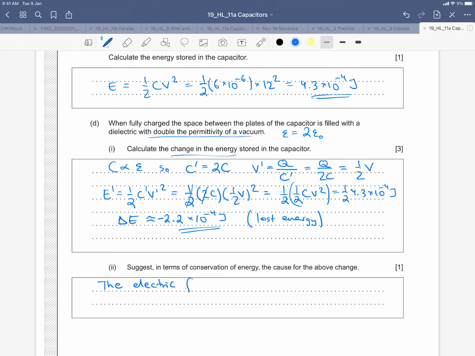The electric field in the capacitor does work on the dielectric as it gets pulled in slightly. And therefore the field loses energy. So the electric field does work on the dielectric as it gets pulled in slightly. Hence, the field loses energy. Okay.